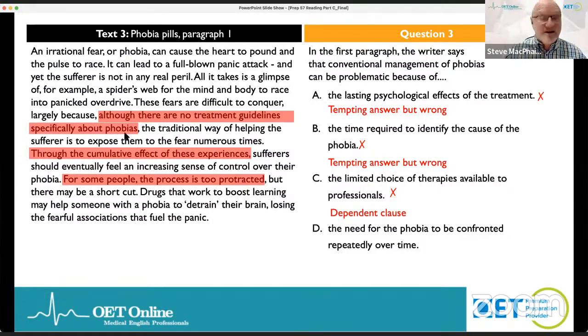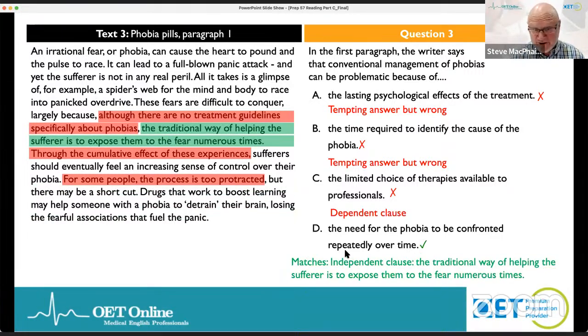Well, if we read half a sentence, it's correct. But we need to read the second half, which brings us to D. Although there are no treatment guidelines specific about phobias, the traditional way of helping the sufferer is to expose them to the fear numerous times. So the focus is not the limited choice. Conventional management of phobias can be problematic because of limited choice. No, that's not why they're problematic. All right, that's not the reason. So it doesn't answer the question.